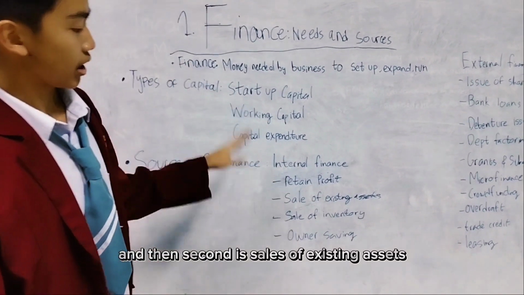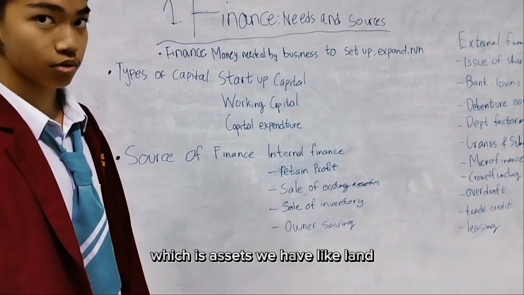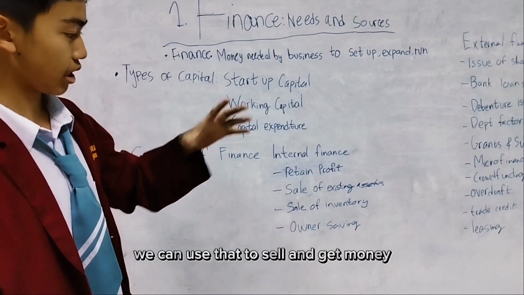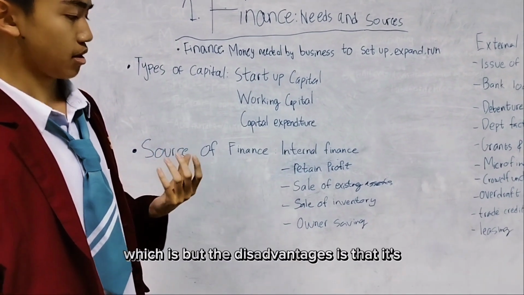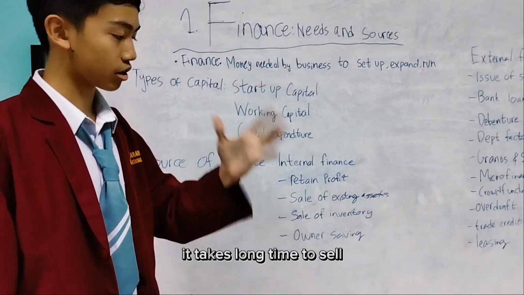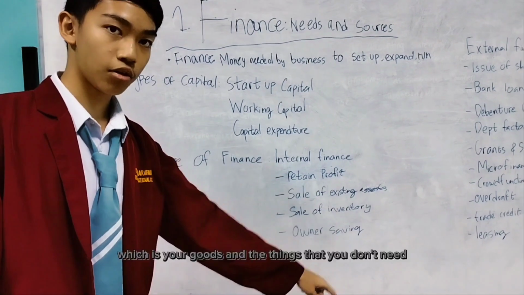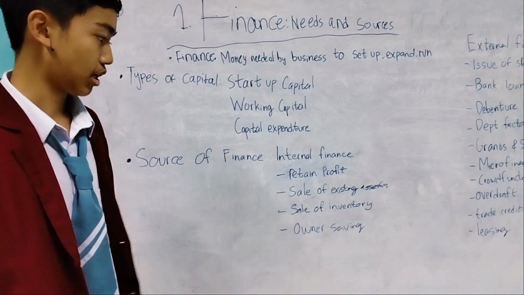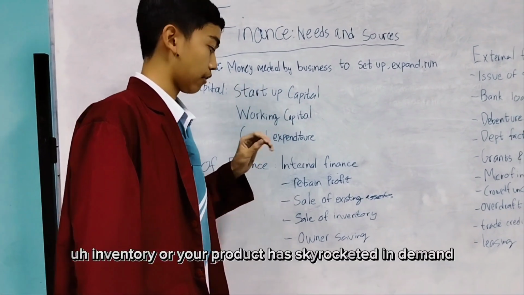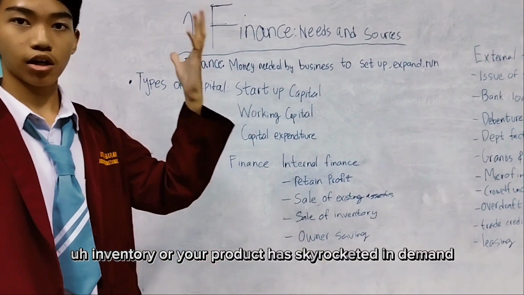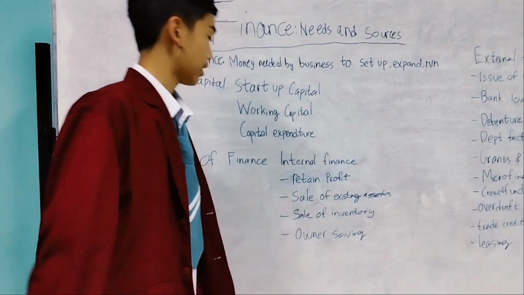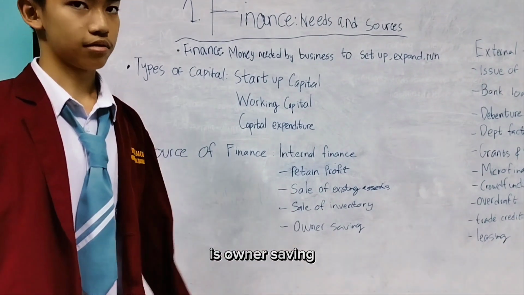And then second is sales of existing assets, which is assets we have like land, machines, equipment. We can sell those and get money, but the disadvantage is that it takes a long time to sell. Third is sales of inventory, which is your goods and the things that you don't need. It's good, but maybe if your product has skyrocketed in demand, it's hard to keep up the production rate. And fourth is owner savings.